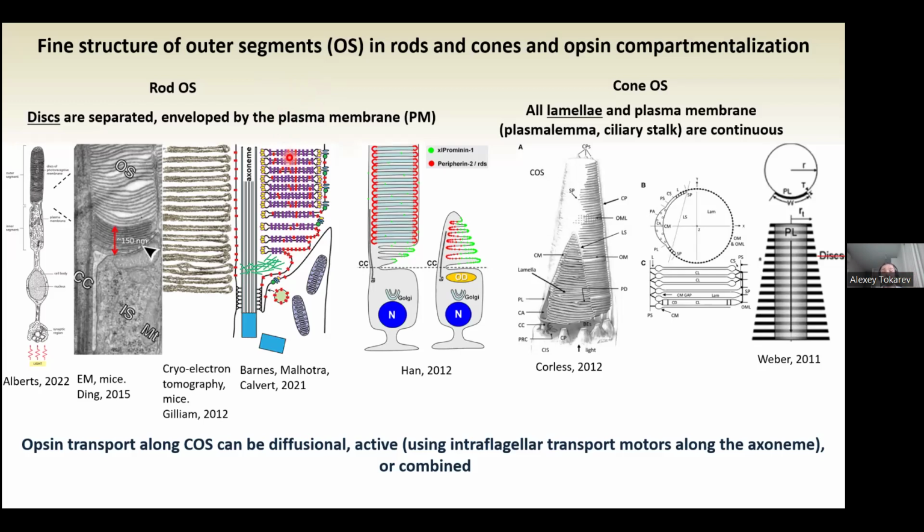We can label rhodopsin with radioactive labels, with amino acids, for example, and there are layers of these amino acids which go from the base of the outer segment to the tip of the outer segment. It is well known, and for cones it does not happen. So here the concentration changes by diffusion along the outer segment, and this also proves this idea of difference between rods and cones.